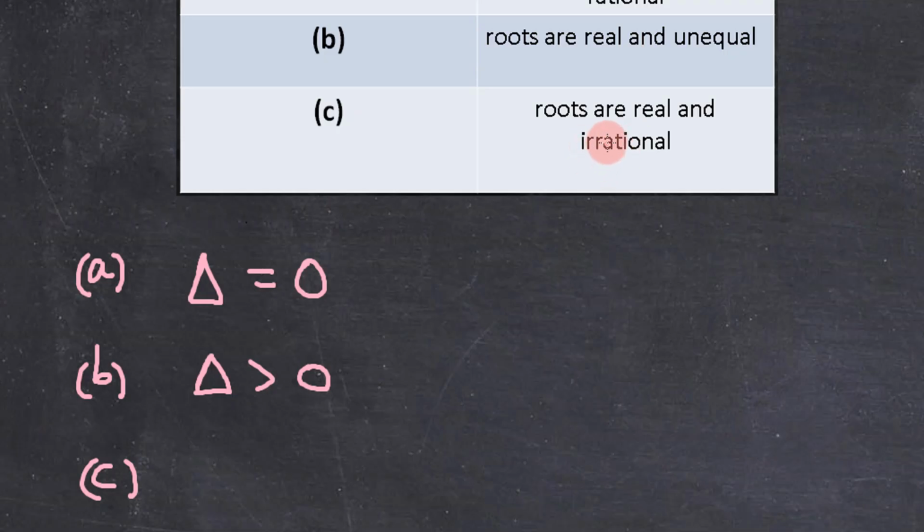Then in C, the roots are real and irrational. Once again, because the roots are real, we know delta must be greater than or equal to 0. And we are also told that the roots are irrational. Now, we know that delta must be greater than 0 in this case, because if it's equal to 0, then the roots will also be rational, since 0 is a perfect square. So delta is greater than 0 and not a perfect square.